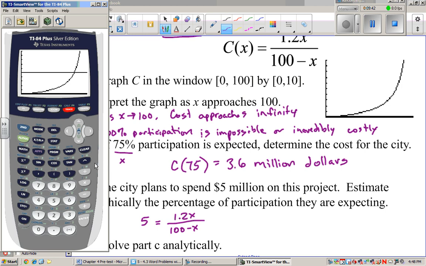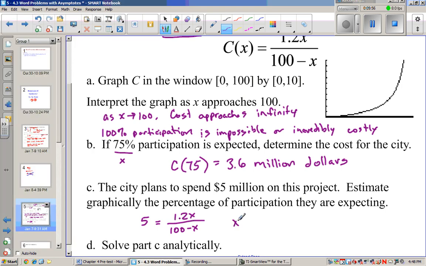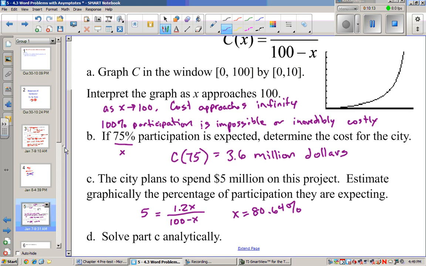And I'm going to hit second calc, and I'm going to go for an intersection point there. Press enter a couple times. And I can see there's my x that goes with a y of 5, 80.64. So x equals 80.64%, which is kind of incredible if you think about it. If you could get 75% participation for 3.6 million, and you spend another 1.4 million, you only went up from 75 to 80%. You have to wonder, was it really worth it?